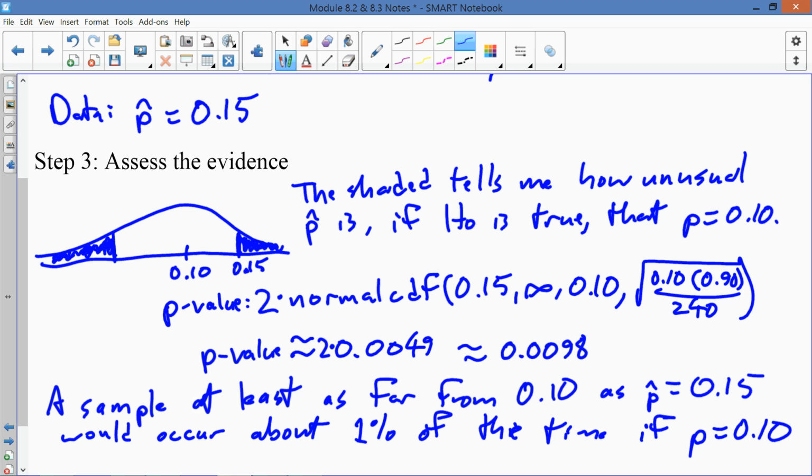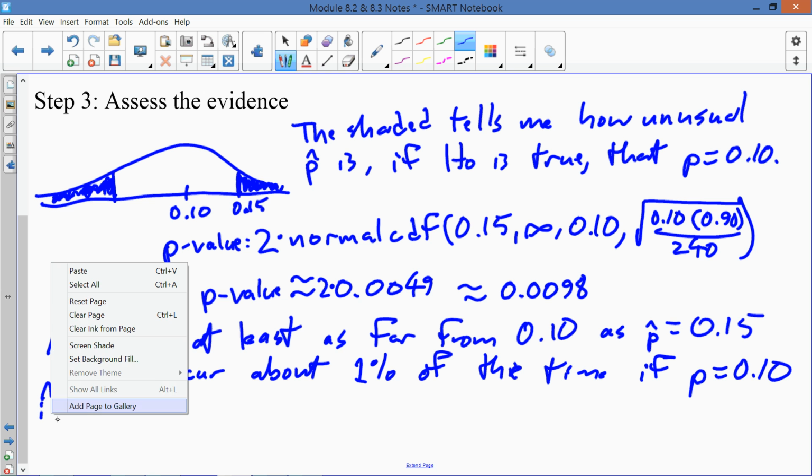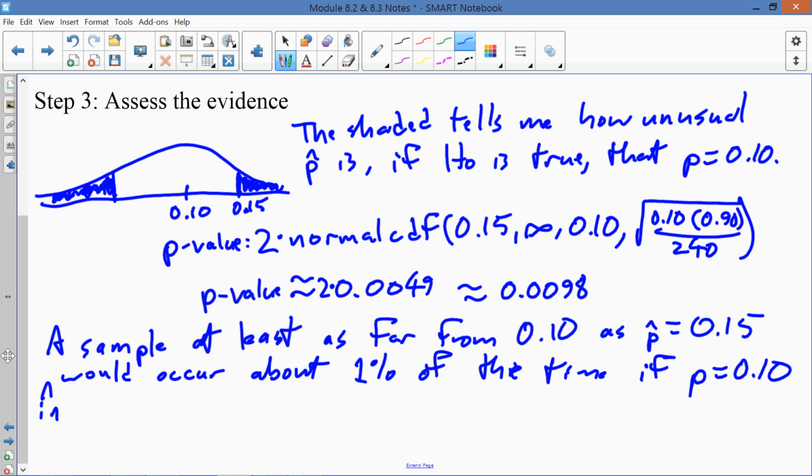If the population proportion is 0.10 and the sample size, I should have said, let me add here, because the sample size is important. That would change things. And a sample of size 240 here. So pretty darn seldom, only about one sample in 100, a little less than one sample in 100, would be that far away.